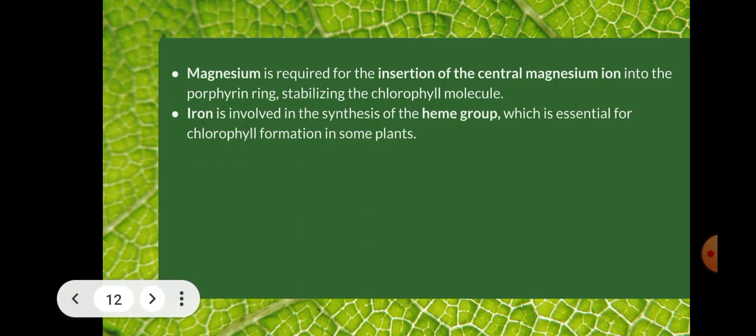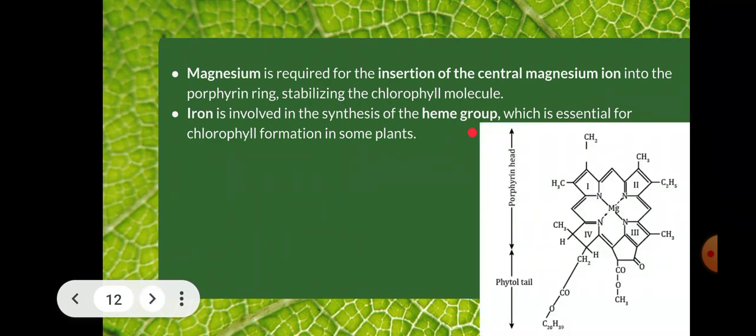The next important element is magnesium. It is required for the insertion of the central magnesium ion into the porphyrin ring, which stabilizes the chlorophyll molecule. Iron is involved in the synthesis of the heme group, which is essential for chlorophyll formation in some plants. The name heme exactly shows us that it has something to do with iron.